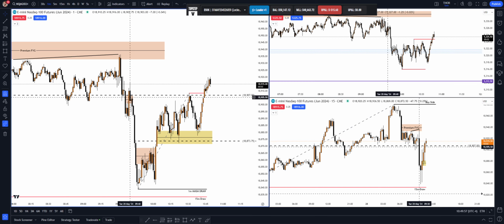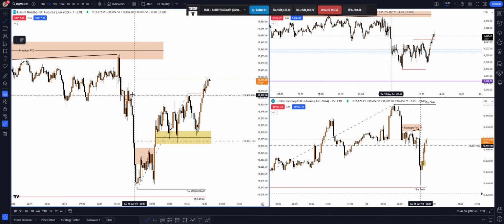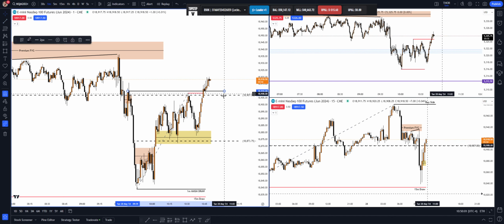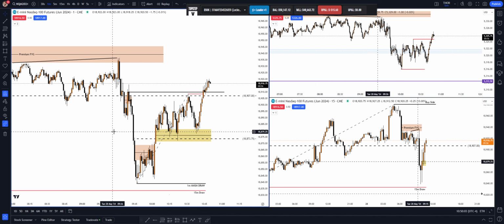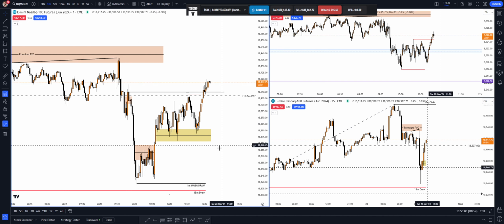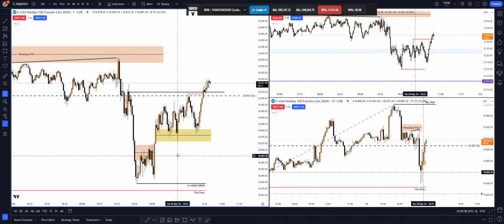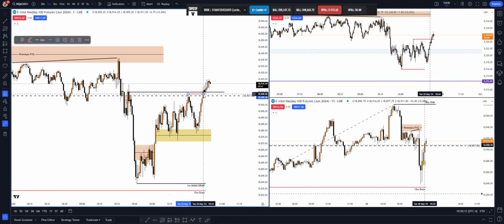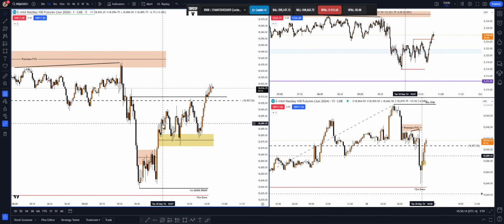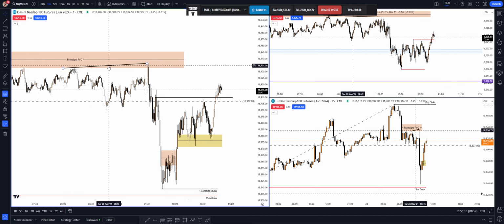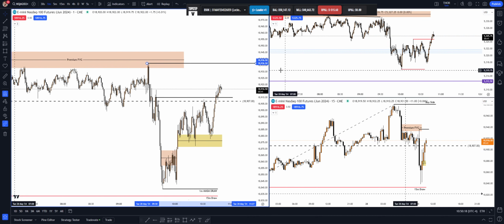Now there's a breaker block here. Should really hold the price. Let's clean the chart a little bit. This is the old SMT.